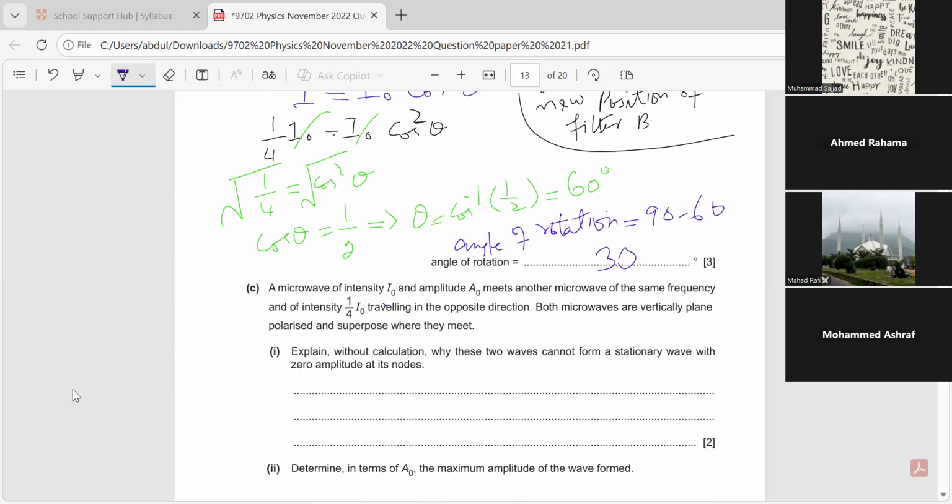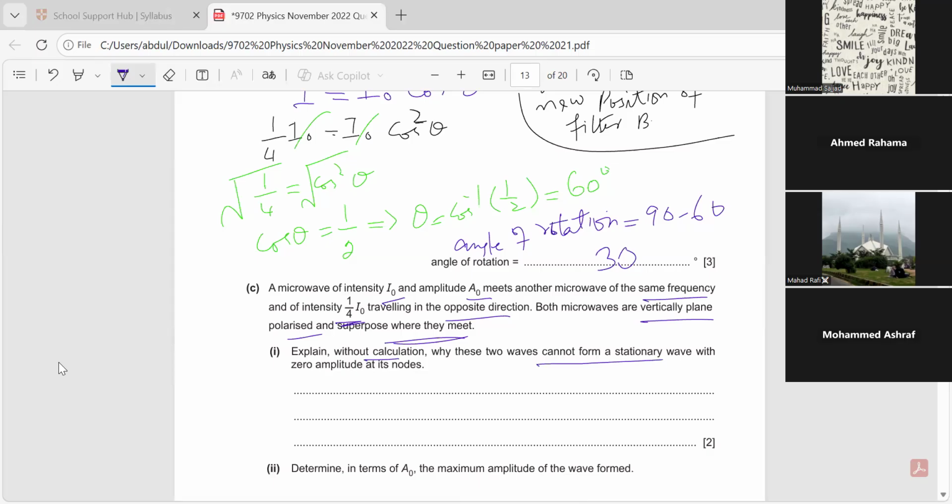A microwave of intensity I naught and amplitude A naught meets another microwave of the same frequency and of intensity 1 over 4 I naught traveling in the opposite direction. Both microwaves are vertically plane polarized and superposed where they meet. Now explain without calculation why these two waves cannot form stationary waves.